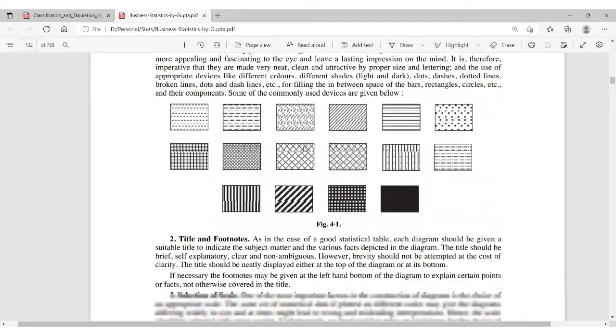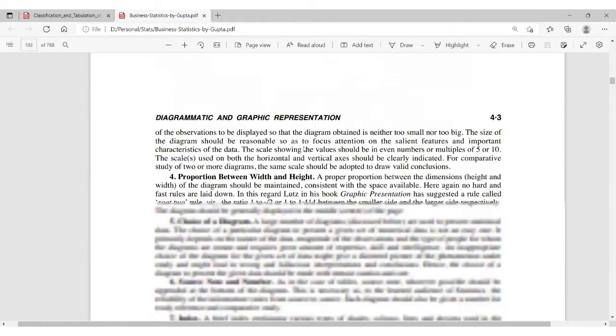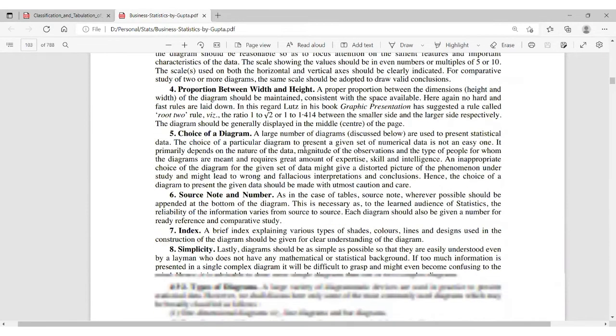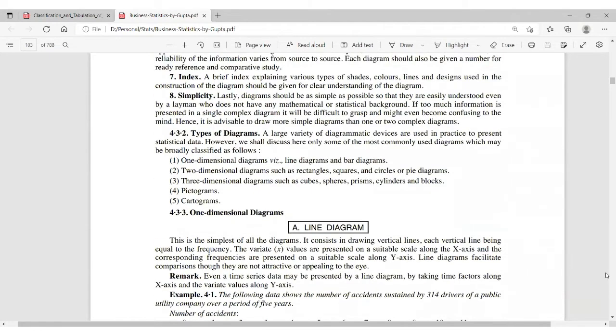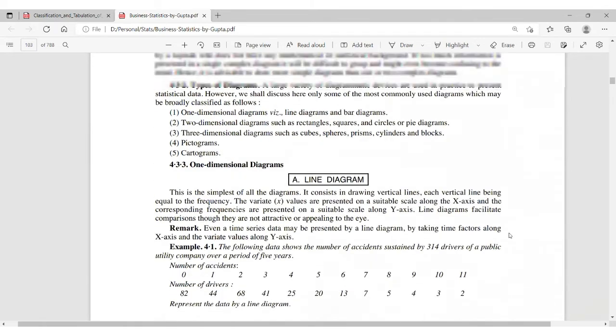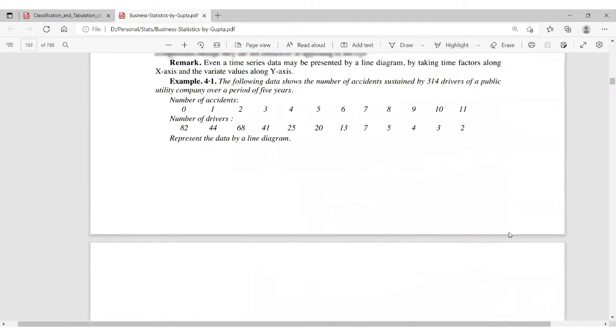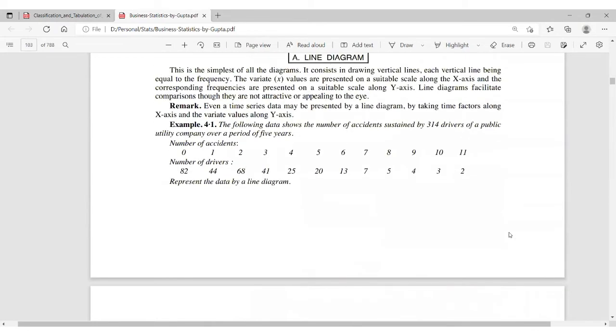Diagrammatical representation. This is what a diagram is. We generate types of diagrams: one dimension, two dimension, three dimension, pictograph or pattern. First of all, the line diagram. The following data shows the number of accidents sustained by 314 drivers of a public utility company over a period of 5 years: number of accidents, number of drivers. Represent the data by a line diagram.